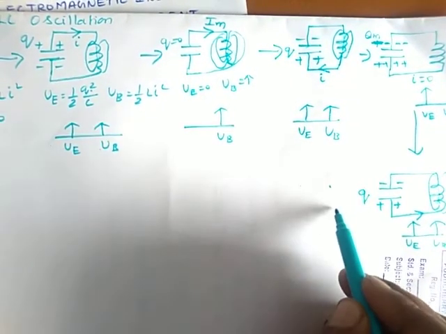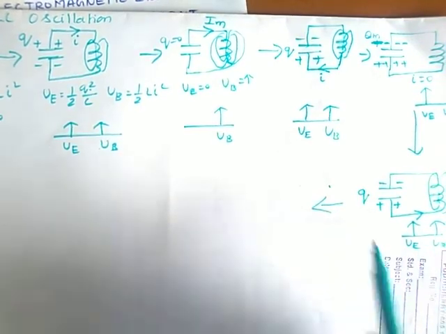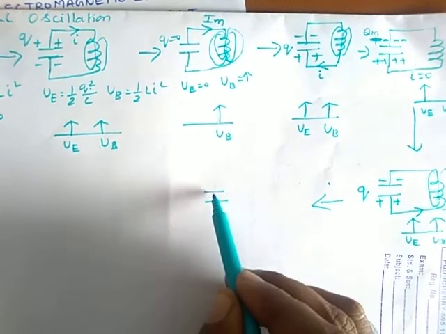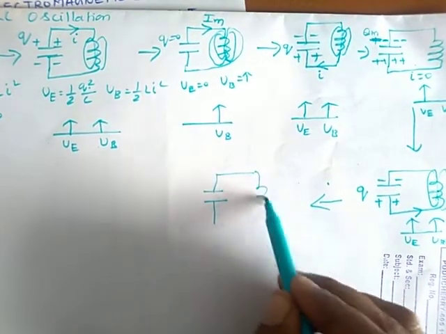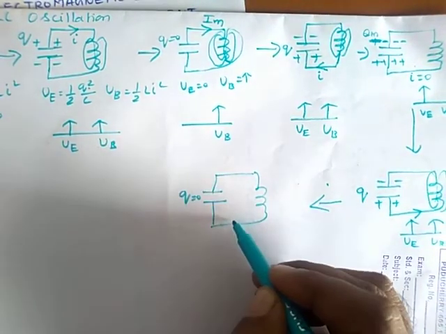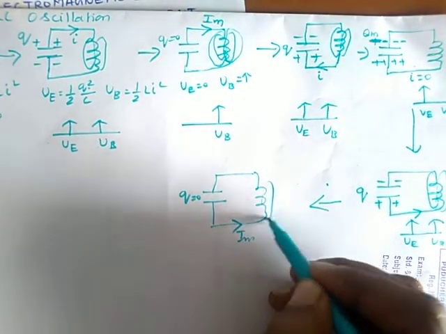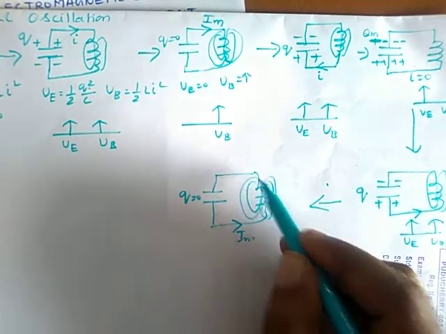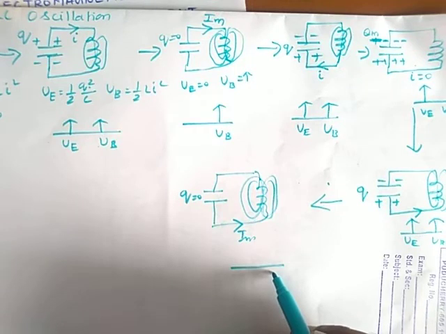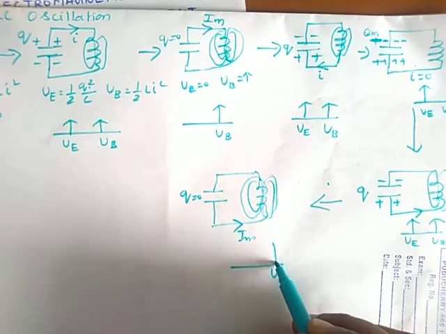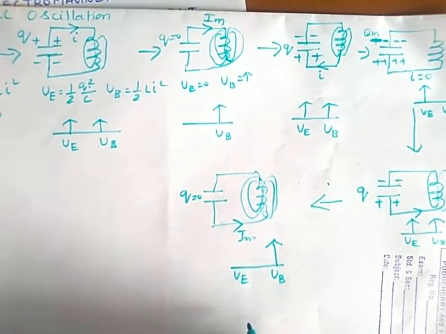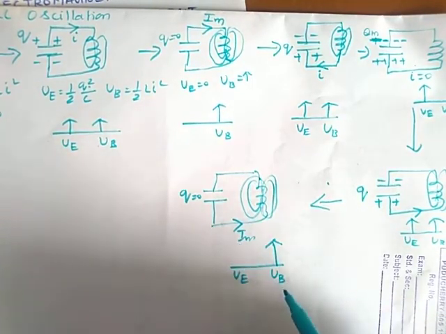At the next case, the capacitor is fully discharged. So the charge is 0, then the current flow in the circuit will be maximum. Then it produces maximum magnetic field. At that instant, the energy is stored as magnetic field. Here the energy stored in the capacitor will be 0. The total energy is fully magnetic.